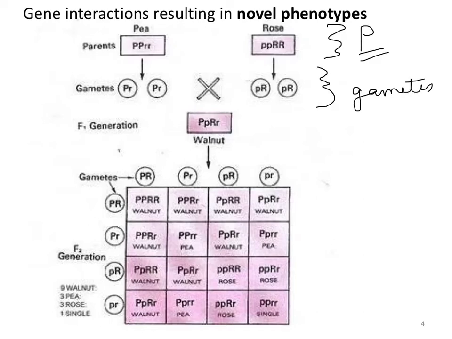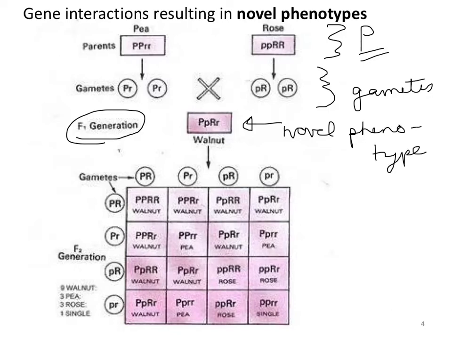And then when those gametes fuse to form the F1 generation, what they discovered was a walnut-shaped comb, and I showed you a picture of that on the previous slide. So in the heterozygote for each of these genes, you get a walnut comb. So it's a new or a novel phenotype. And they were really intrigued by this.